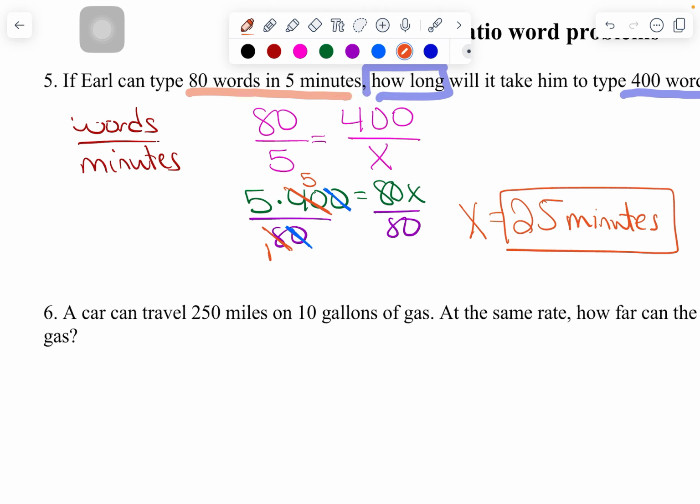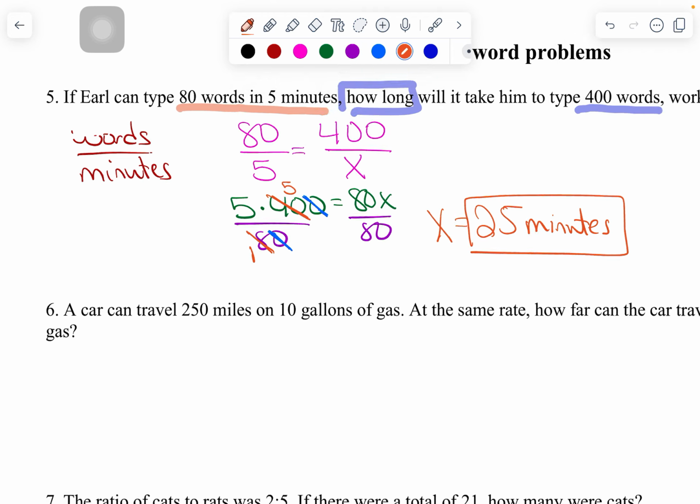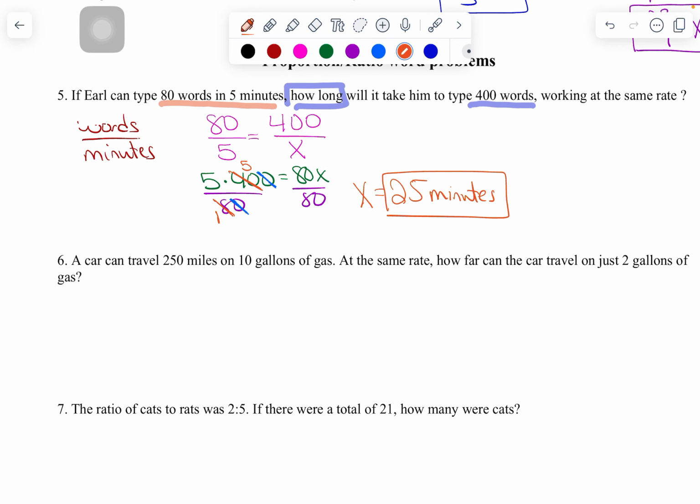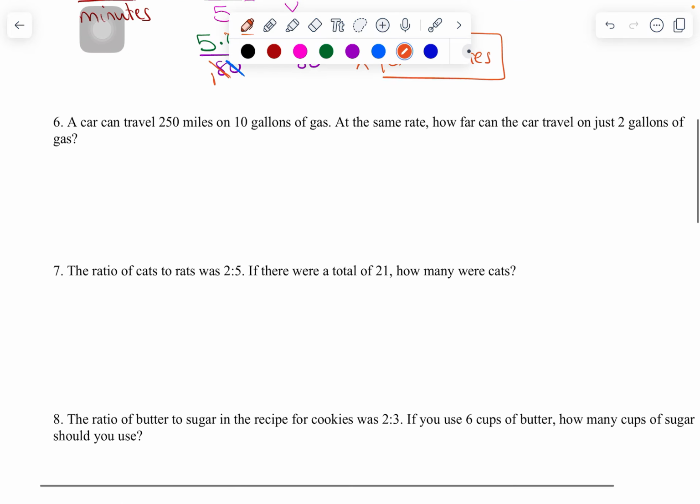All right, so Earl's not the fastest typist, but you have successfully set up and solved a proportion if you can do that part. All right, so that's number 5 here. Let's talk about number 6.